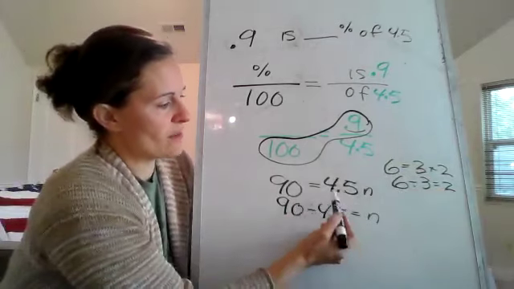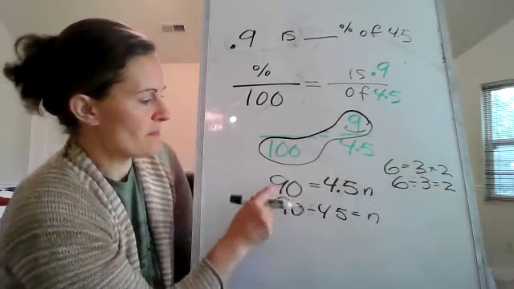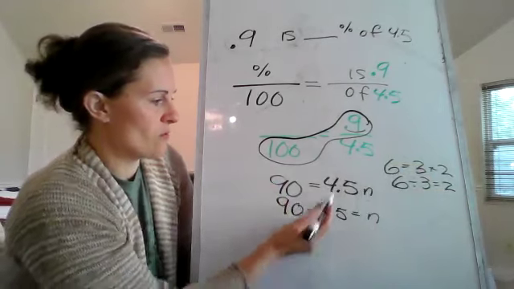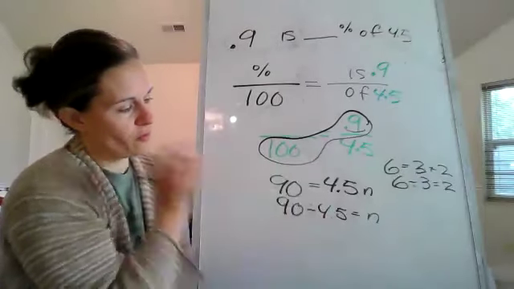Instead of doing a multiplication problem, I changed it to a division problem. You always have to keep that bigger number first, divided by one or the other, and it will equal the other one. So we have to do 90 divided by 4.5.